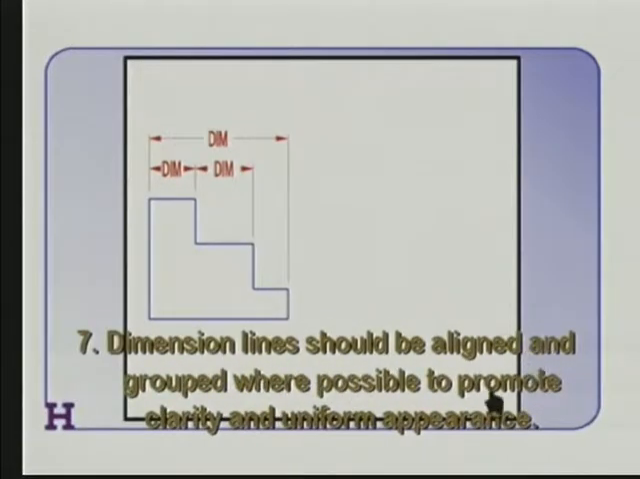Dimension lines should be aligned and grouped where possible to promote clarity and uniform appearance. And here we have this little step, and we're just dimensioning the width in this case. Of course, there are more dimensions before we're done and more views before we're done. But here we have a nice little grouping of dimensions. And if the machinist is going to set up to mill the steps on there, he or she only has one place to look to get all the information, and that's good.